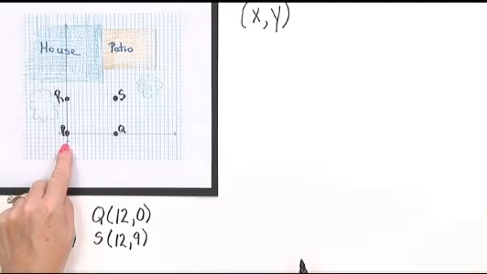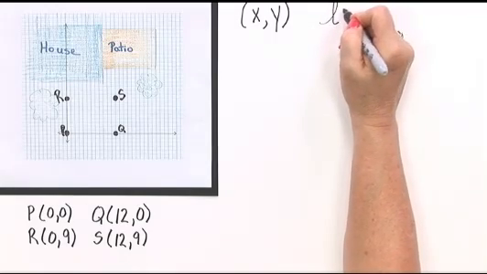Now we can determine the amount of fencing Megan needs to enclose the dog pen by finding the length and the width. The length of the rectangle is the horizontal distance between P and Q. To find the distance, find the difference between the x-coordinates of P and Q. Length is equal to the x-coordinate of Q minus the x-coordinate of P, and that's 12 minus 0, or 12 units for the length.